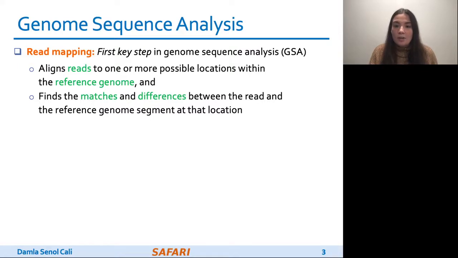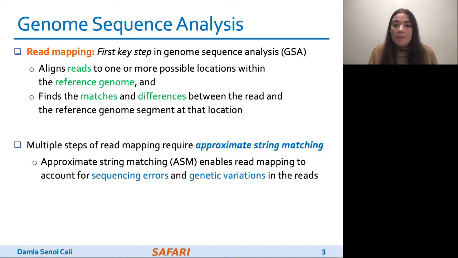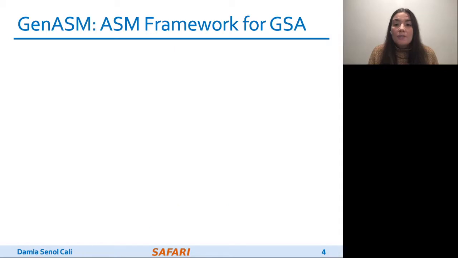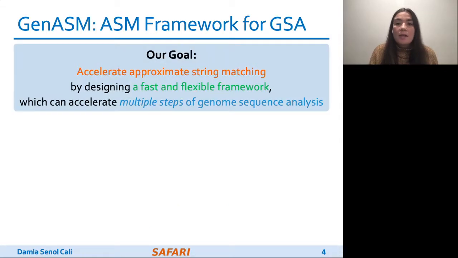at that location. Multiple steps of read mapping must account for the sequencing errors and for the differences caused by genetic variations. As a result, read mapping must perform approximate string matching or ASM. However, it is currently bottlenecked by the computational power and memory bandwidth limitations of existing systems. Our goal in this work is to design a fast and flexible framework for both short and long reads, which can accelerate multiple steps of genome sequence analysis.